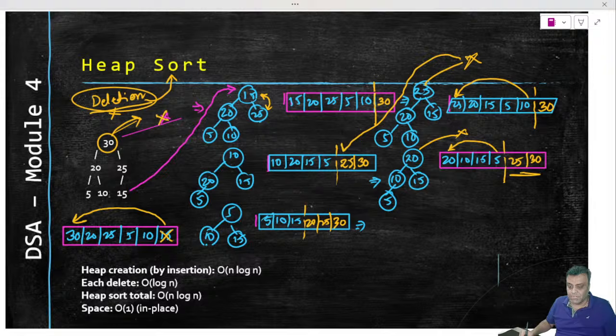And in this way, if I go on, then 5 will have to be deleted. By the way, 5 cannot be deleted because this is not a heap, right? So we will have to make this a heap. So this is greater, so that is not a heap. So let us make it a heap.